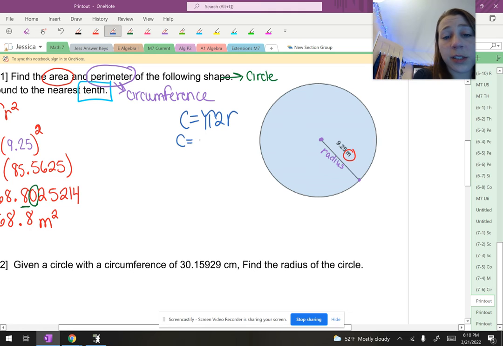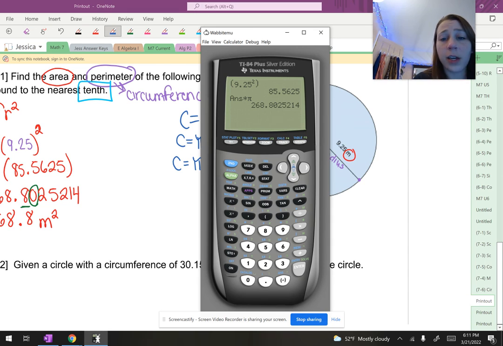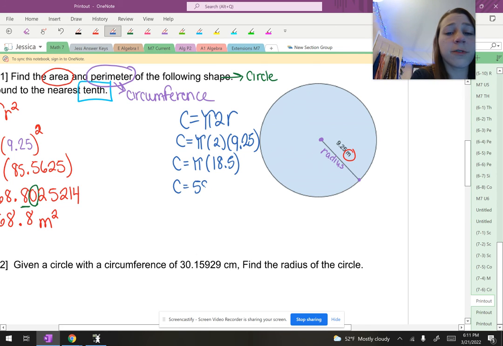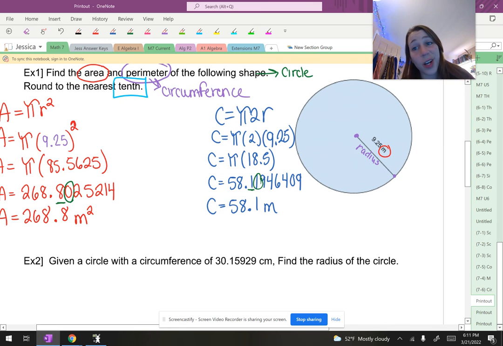Okay, so C is equal to pi times 2 times my radius of 9.25. So circumference is equal to pi times 18.5. And that's where I jump to my calculator. 18.5 times pi gives us a circumference of 58.11946409. Again, writing that decimal down first, and then we can round to the nearest tenth to get 58.1 meters. Not squared because it's not area.